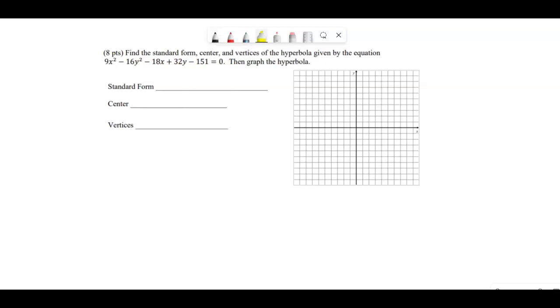The only real thing I can tell from general form, the fact that the coefficients of x and y squared are different means it's not a circle. The fact that it has two squares means it's not a parabola. The fact that they're opposite signs means this is not an ellipse. This is a hyperbola. So we're going to take the x terms, group them together, and the y terms, group them together.